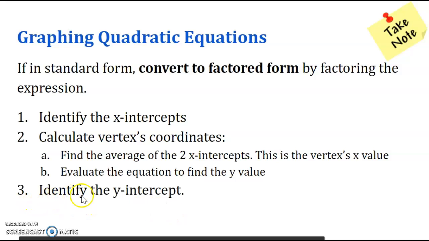And then you also identify the y-intercept. This is the bonus that will help you make sure that all your calculations and your graphing are correct so far, and then you make the sketch. So these are the steps involved. Please pause the video and copy this down.